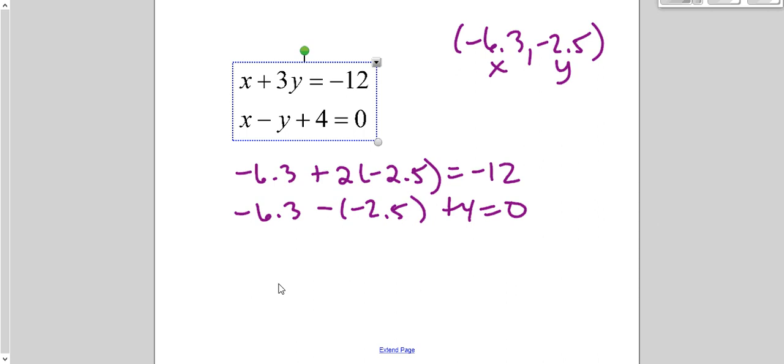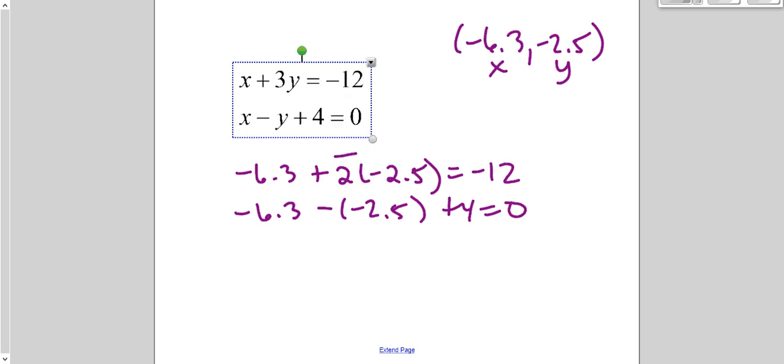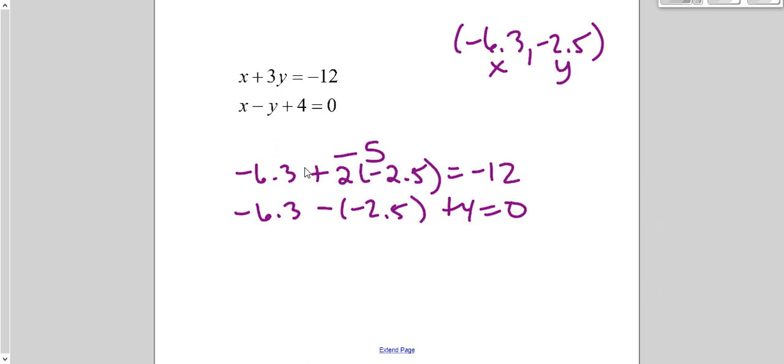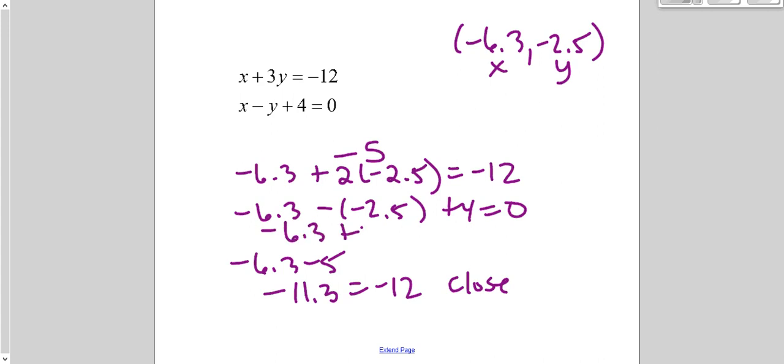So, I mean, we're off by a little bit, but it doesn't look like by too much. So negative 6.3 times 2. This is going to equal out to a negative 5. And so negative 6.3 minus 5 is negative 11.3, which equals negative 12. So that's pretty close. And then this one's negative 6.3 plus 2.5 plus 4 equals 0. And that works out to like 0.2 equals 0. So we're really close on that one. Close also, but not quite.